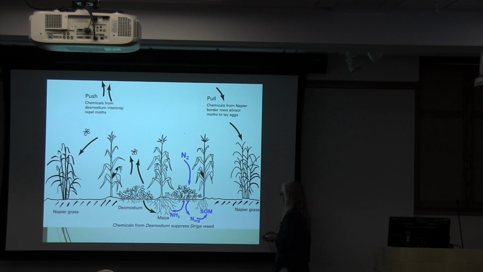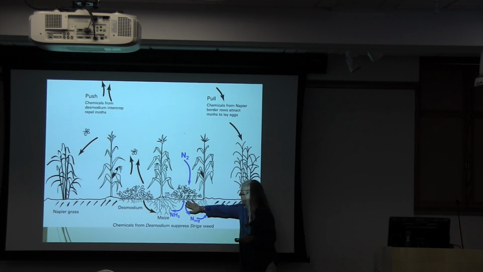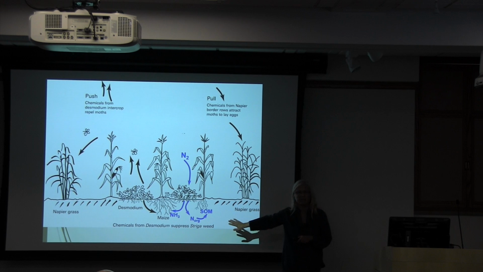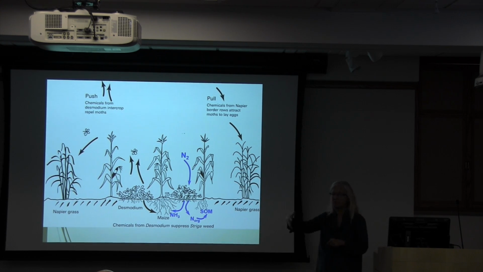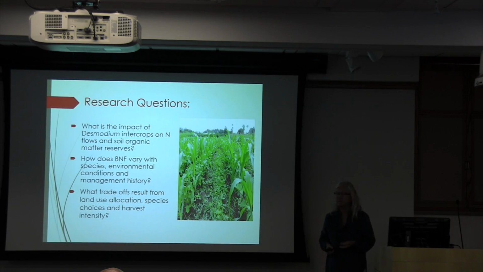But I actually think this may be important early on, but this probably is the major pathway later on, because we know that nitrogen is going to contribute to building organic matter, and that's another mechanism for delivering nitrogen. So these are the kinds of questions that I started out with. I was really interested in looking at how the Desmodium intercrop affects the flows of nitrogen and building organic matter, and then also looking at some of the other related benefits of building the organic matter, and then understanding some of the ecology of nitrogen fixation in the system.